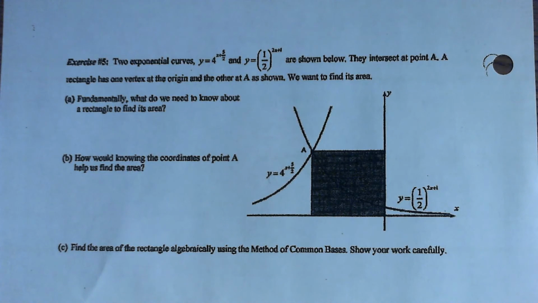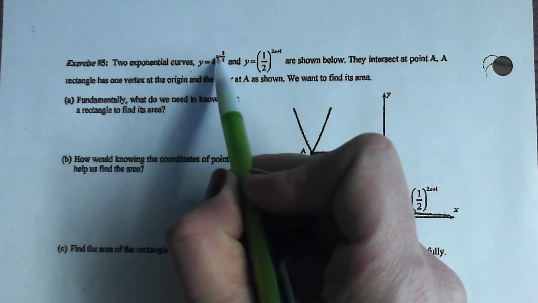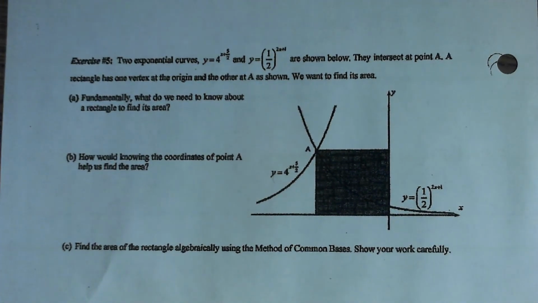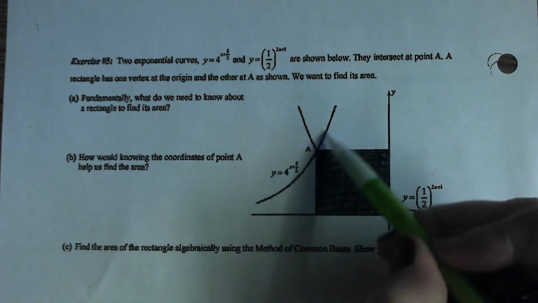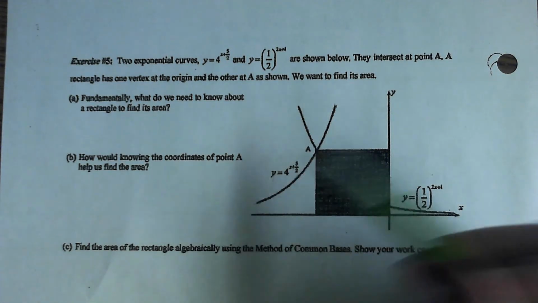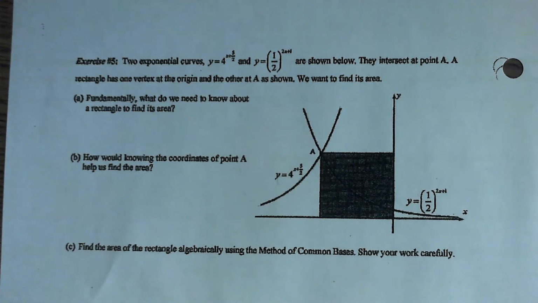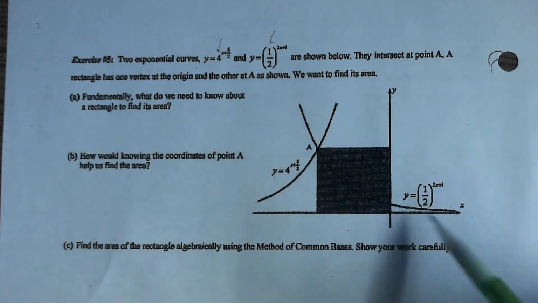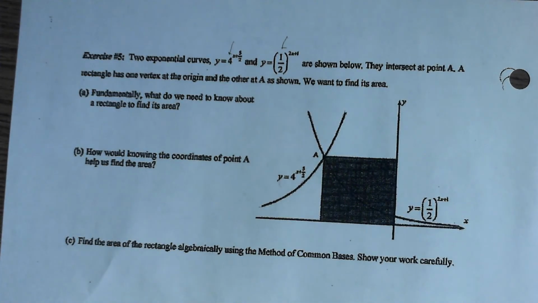So 2 exponential curves, y equals 4 to the x plus 5 halves, and y equals 1/2 to the 2x plus 1 are shown. I would ask you which is which, but they already labeled it. But how would we have known that this is the y equals 4 version, and this one's the y equals 1/2 version? Chris Brooks. Decay, right. Decay, growth, and there's your growth, there's your decay. But they labeled it for us. That was nice of them.